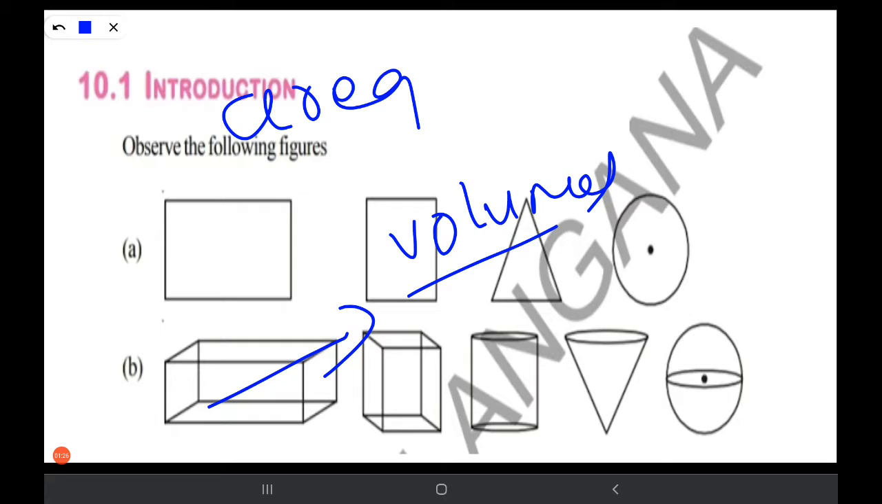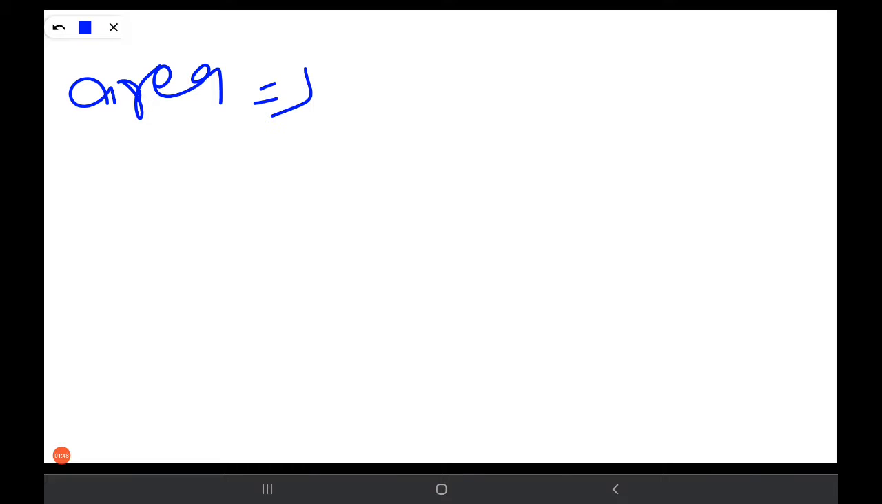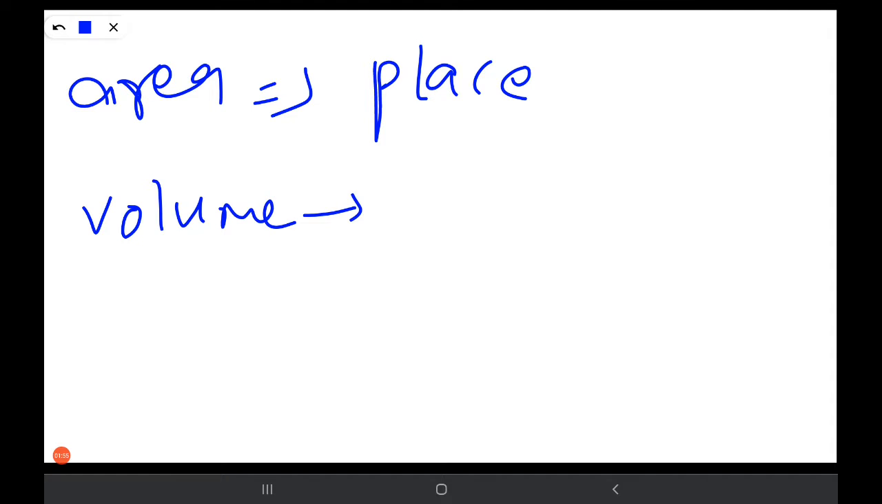volumes. What is the difference between volume and area? As the name suggests, what is the chapter name? Surface areas and volumes. So what is the difference between area and volume? I will explain it here. Area belongs to place and volume belongs to space. What is the difference between place and space?